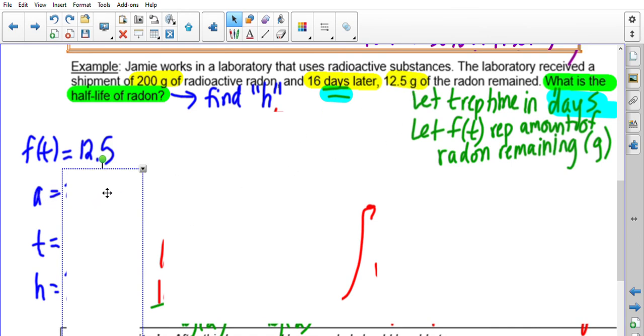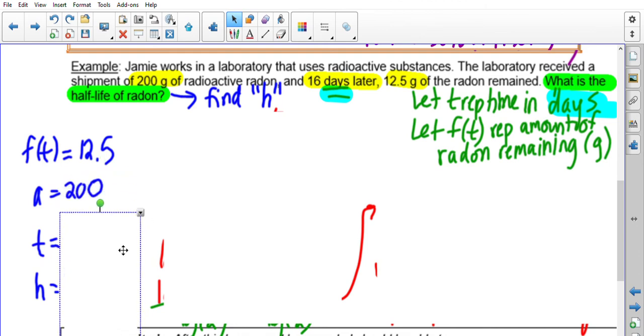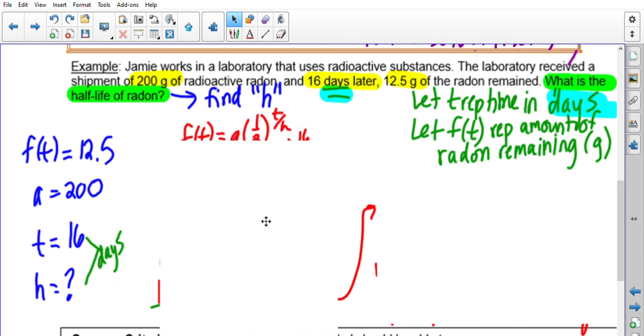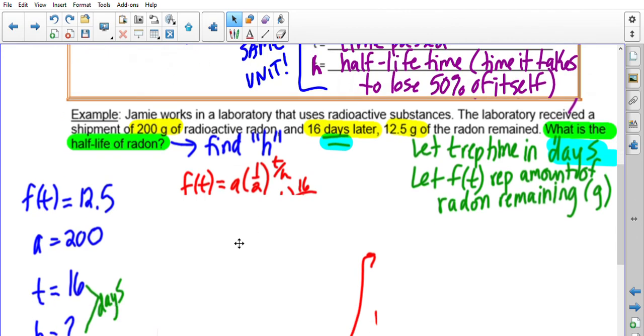A is the initial amount of radon, which was 200. t is the time that has passed. So the information they gave us here was 16. And then h is our question mark. Remember that these two units are in days. All right, so there's our general equation for half-life, and now let's plug it in. So 12.5 equals 200 times 1/2 to the 16 over h.